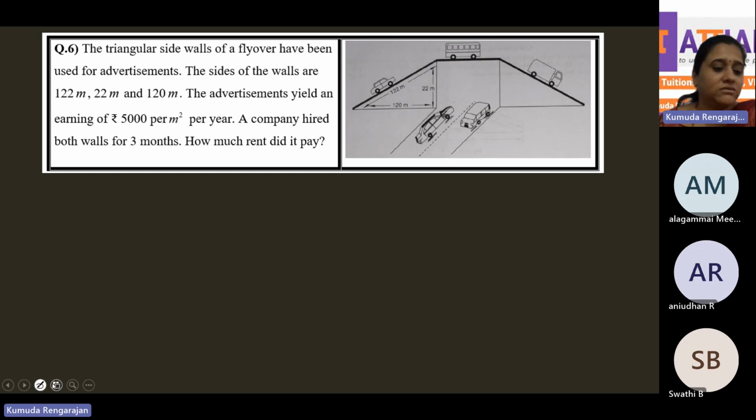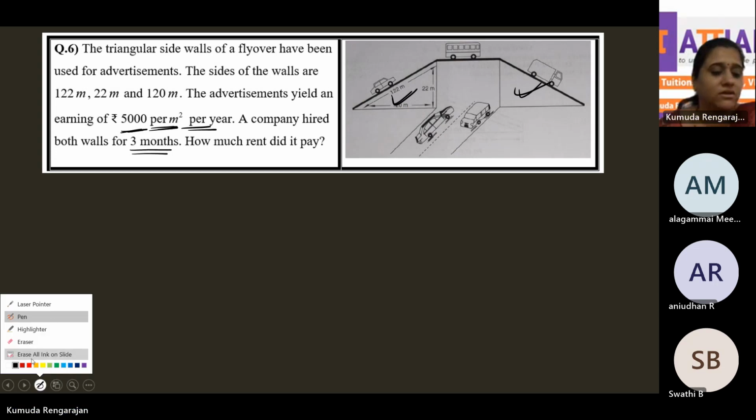Both the walls meaning both the sides, this one and this one, for 3 months. How much should it pay? For 1 meter square, 5,000 rupees for 1 year, for 12 months.